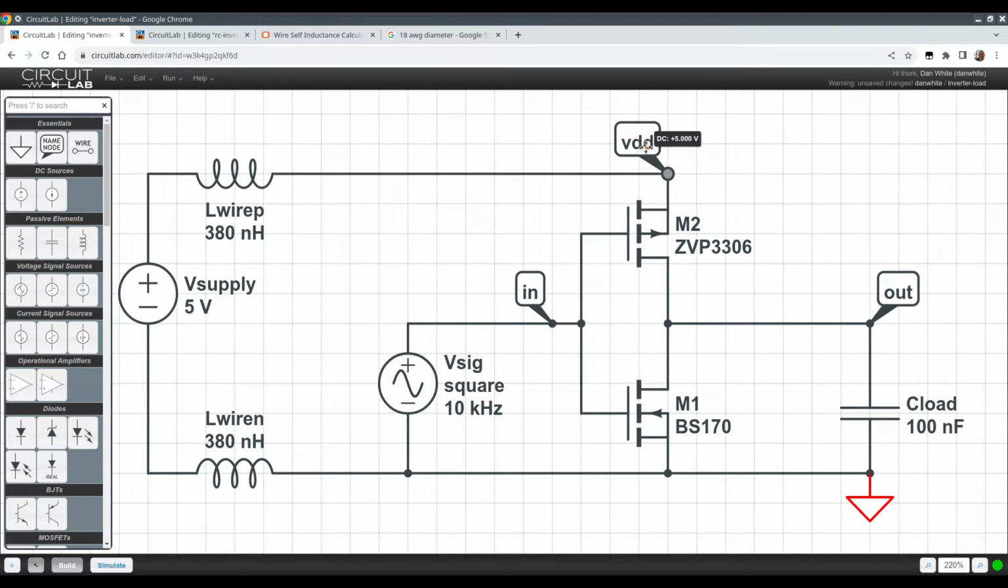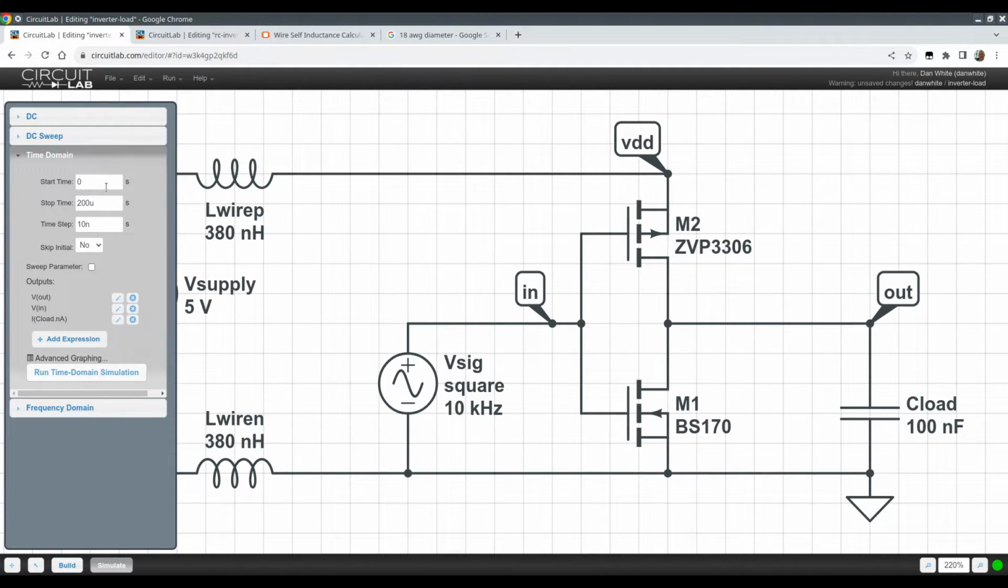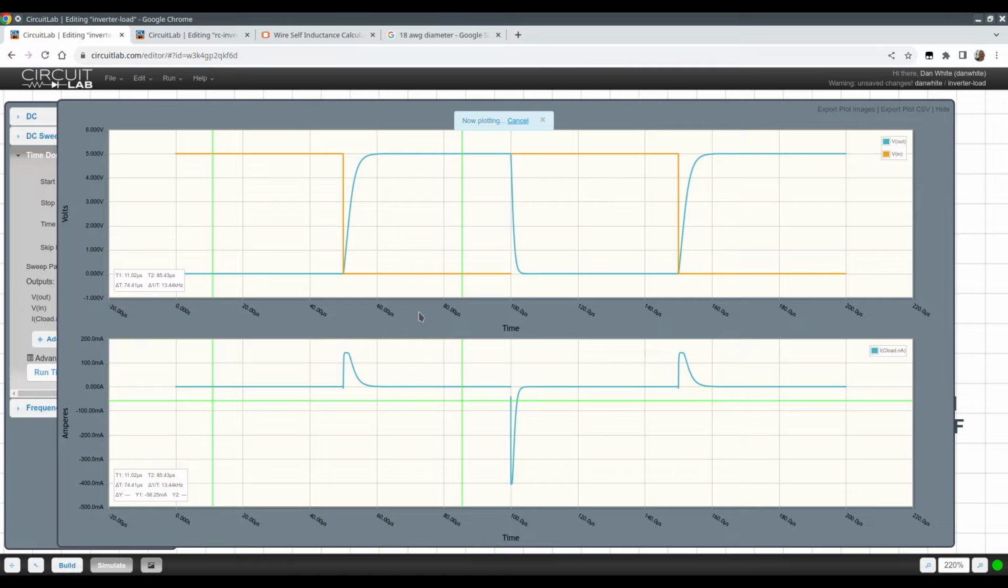Now VDD is not 5 volts. Cursor says it's 5 volts, but remember, an inductor at DC is a short circuit. Let's simulate this again. We get to wait briefly, and actually nothing happened of too much.